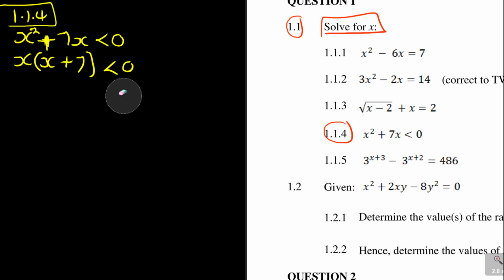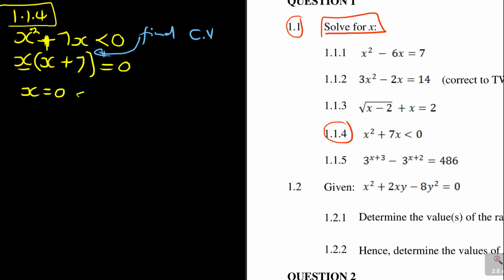So the way to actually approach this, we say, get your critical values. The step I'm doing here is find your critical values, I'll call it CV. When you're finding your critical values, you forget about the sign and just equate this to 0 as if you're solving an equation. So what does it mean? At this stage, you can say x is equal to 0, or the other bracket, x plus 7 is equal to 0. Then the positive 7 crosses the sign to become x is equal to negative 7.